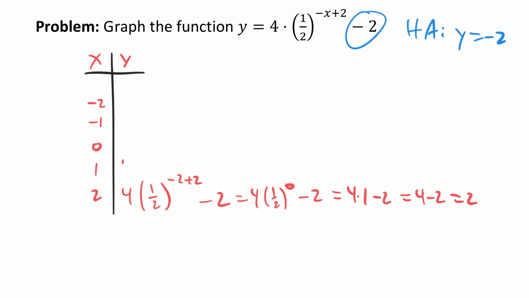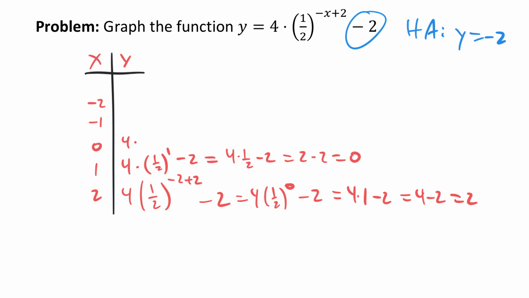Let's try the next one here. 4 times 1/2 to the 1, because -1 plus 2. Okay. I guess that's 4 times 1/2. 1/2 of 4 is 2, so 2 minus 2 is 0. Okay, that's not too bad. Not too bad. One more here.